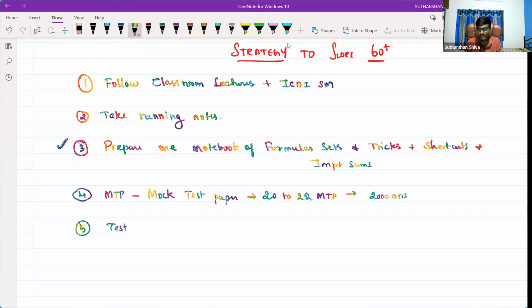It is completely MCQ based. Now, these are the 5 steps which you are going to follow. These are the 5 success mantras to score 60 plus.